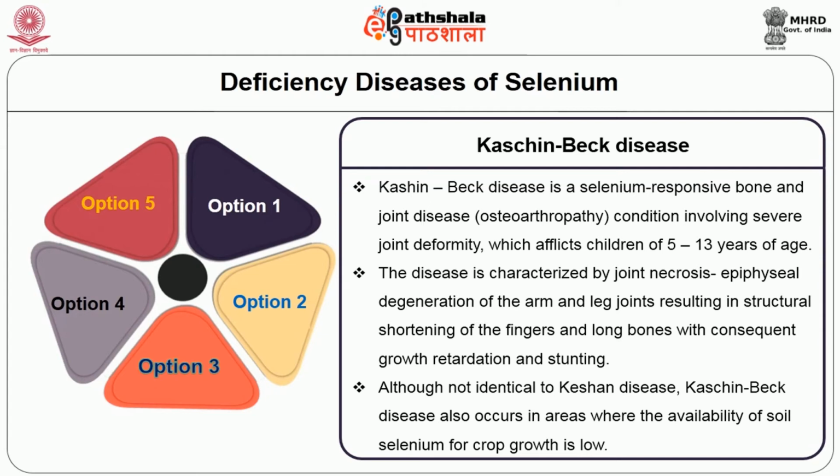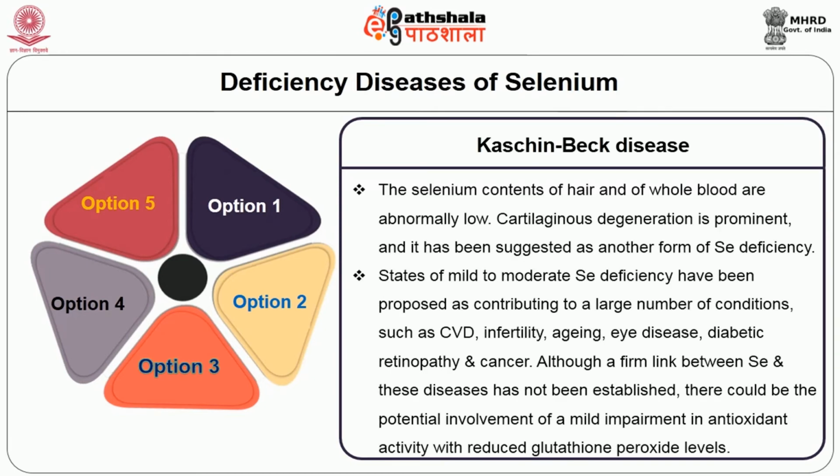Although not identical to Keshan disease, Kashin-Beck disease also occurs in areas where the availability of soil selenium for crop growth is low. The selenium contents of hair and of whole blood are abnormally low. Cartilaginous degeneration is prominent and it has been suggested as another form of selenium deficiency.